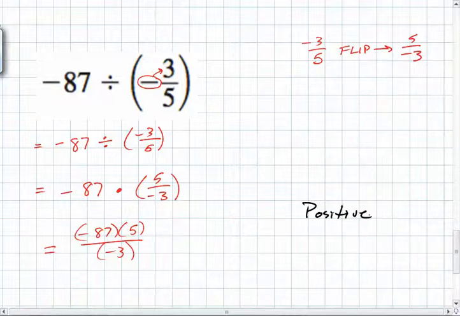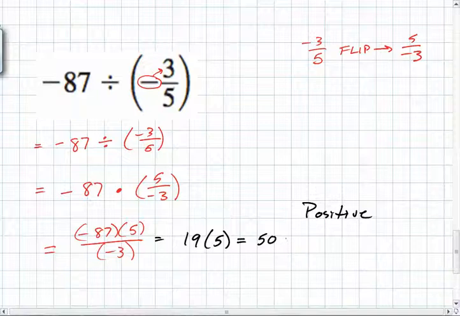And the next thing we need to do is simplify. 87 divided by 3 is going to be 29. So you end up with 29 times 5, which is 145, because it's 5 times 20, plus 5 times 9 is 45, which is going to be 145.